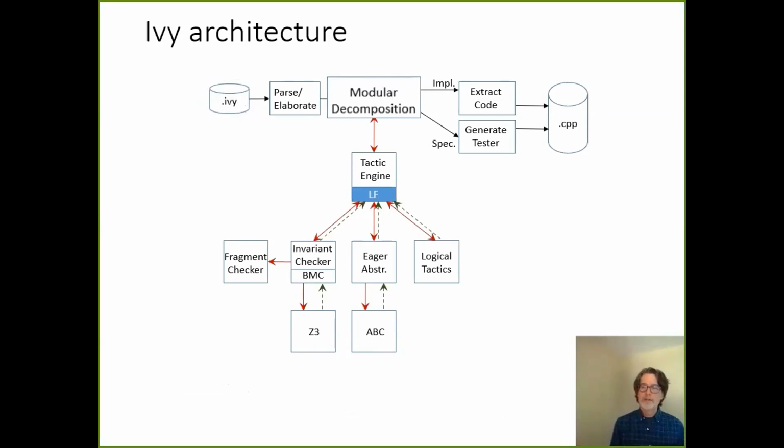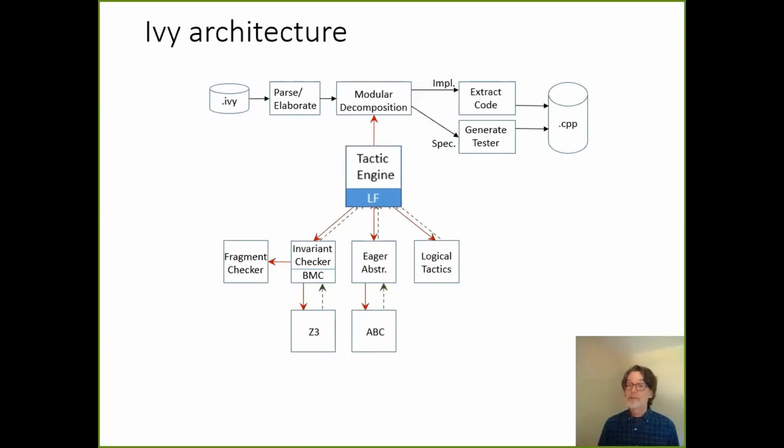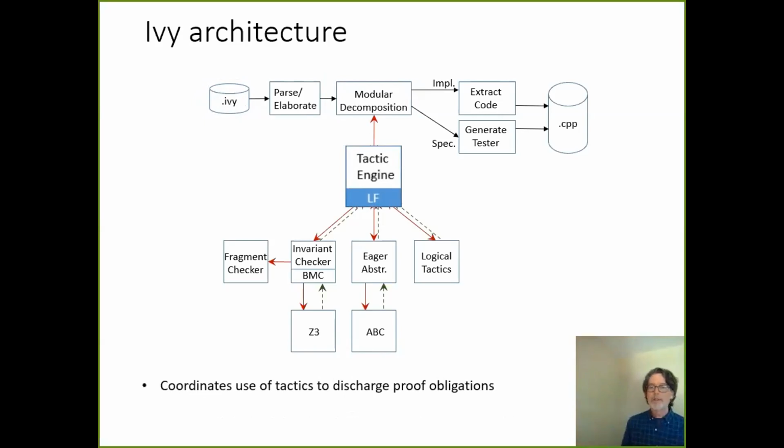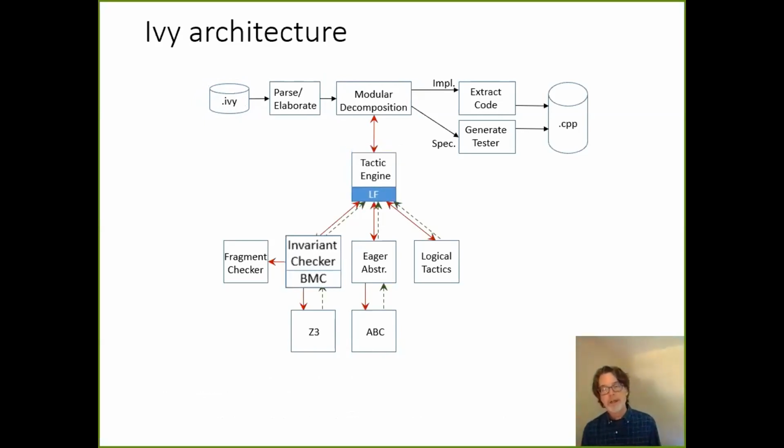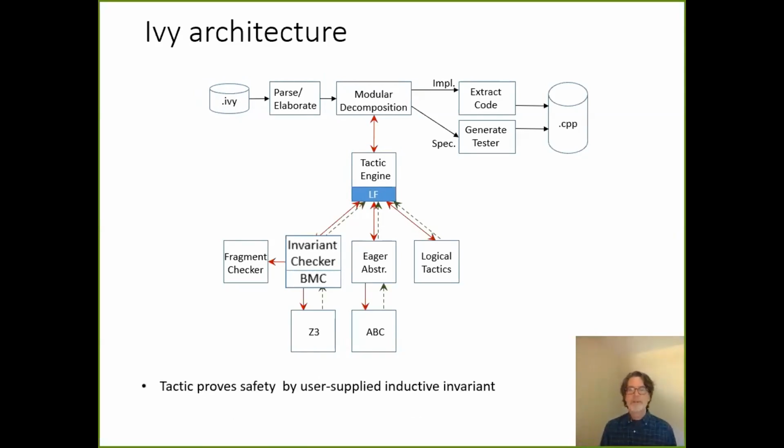The first thing that IV does in the proof is break it down into local proof obligations for each individual module. In other words, it does a modular decomposition. It hands those proof obligations off to the tactical engine, which has the job of coordinating the use of tactics to discharge proof obligations. The most important tactic is invariant checking. That is, we take an inductive invariant that's supplied by the user, we produce a verification condition for it in logic, and we give that to Z3 to prove.